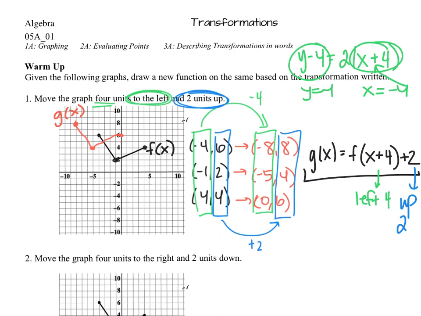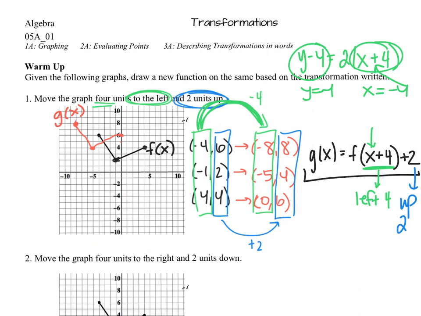Now, when I think about what's being changed, the left 4 was a change of my x's. It relates to the green, which is why it's with the x. So one of the first questions you're going to notice me asking every time is: is the number inside the parentheses or outside? If it's inside the parentheses, it's going to change our x value because x is an input. If it's outside of the parentheses, it's going to change our output, which is our y.